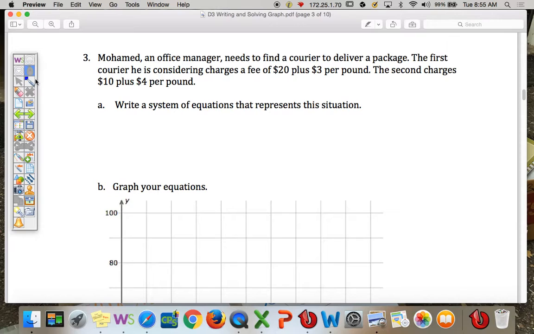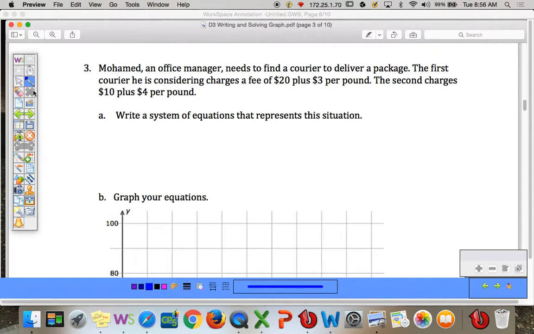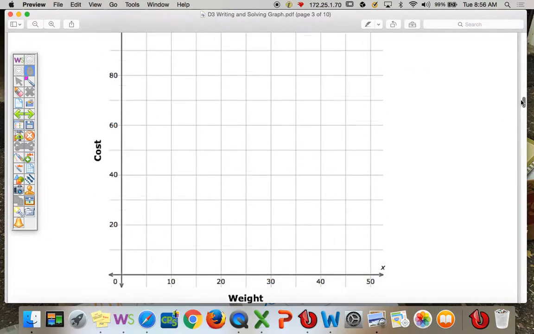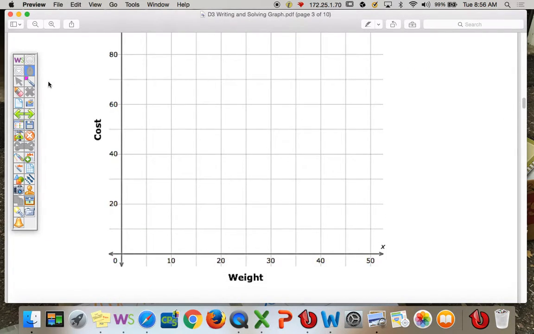Okay, so the next one: Mohammed, an office manager, needs to find a courier to deliver a package. The first courier he is considering charges a fee of $20 plus $3 per pound. The second charges $10 plus $4 per pound. Write the system. All right, so the first guy is $20 plus $3 per pound, and the second one is $10 plus $4 per pound. Let's graph this.